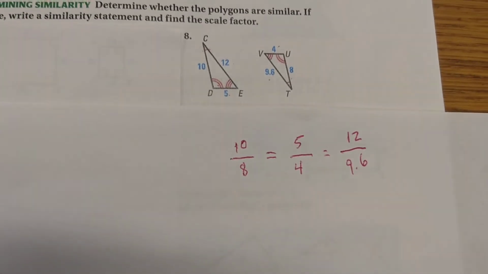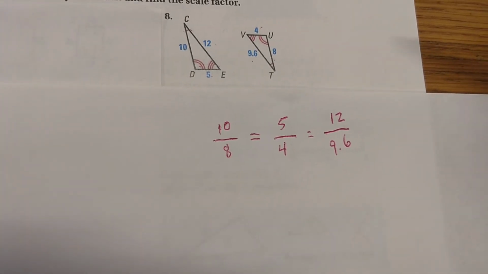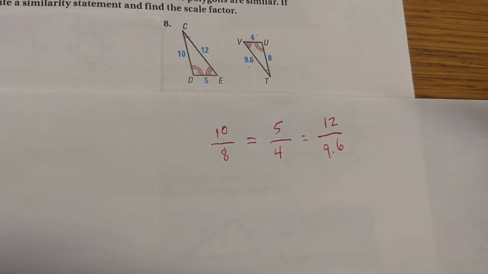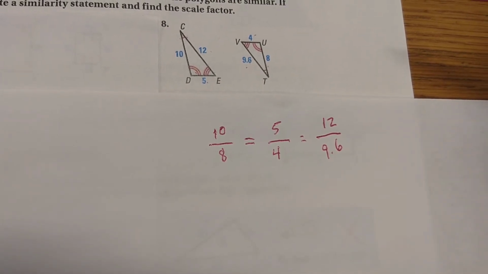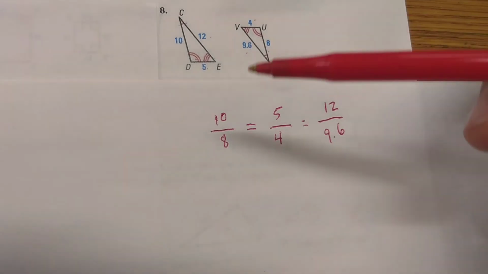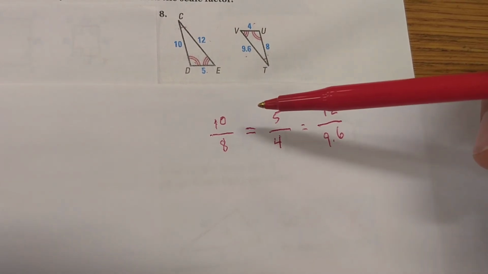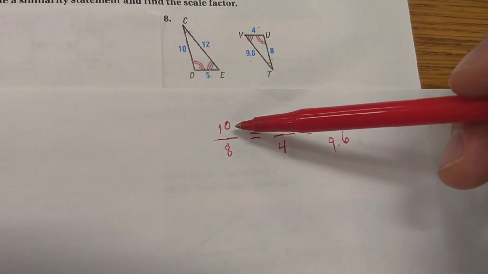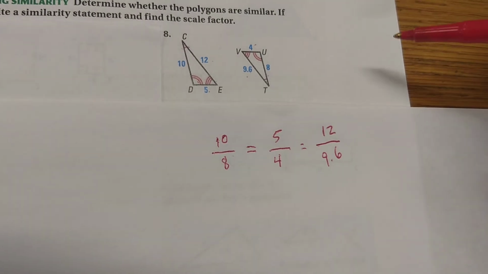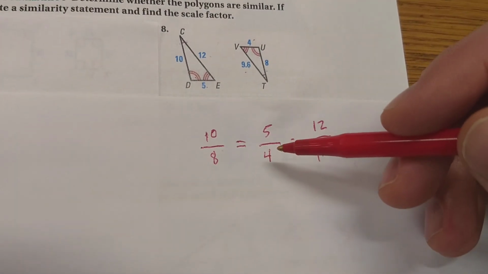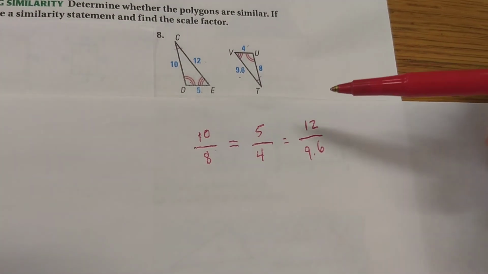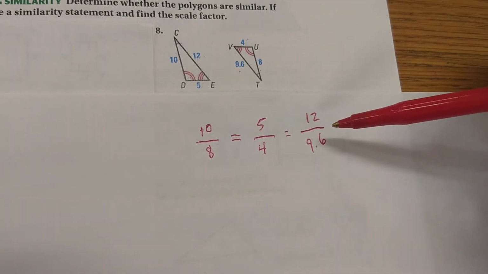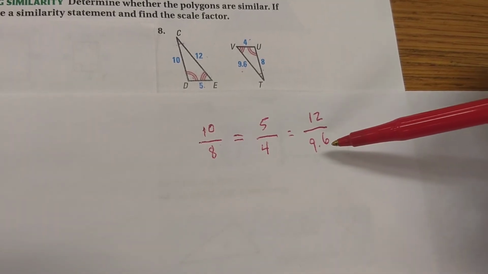So again, in order for these triangles to be the same, all the angles have to be congruent with one another. They are. And then all of these side length ratios must be the same. Well, 10 over 8 is really the same as 5 over 4. It is really the same as 12 over 9.6.